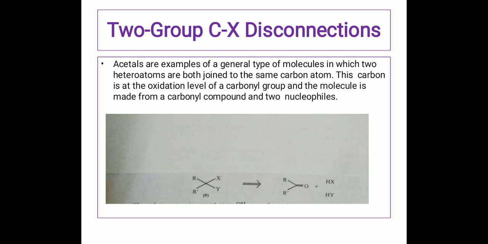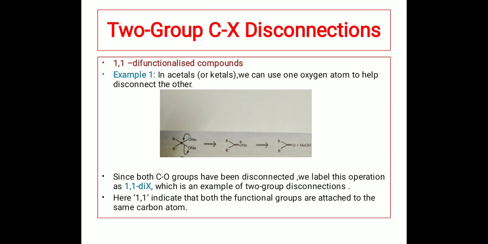So I've just given a general mechanism for the two group CX disconnection. Here X and Y are two heteroatoms, and you can see X and Y are both connected to the same carbon atom. Here X is used to disconnect Y, and that's why in the synthetic equivalents you can see HX and HY both are the synthetic equivalents, meaning both functional groups are disconnected. So this is a general representation for two group CX disconnection. Next we will look at some examples.